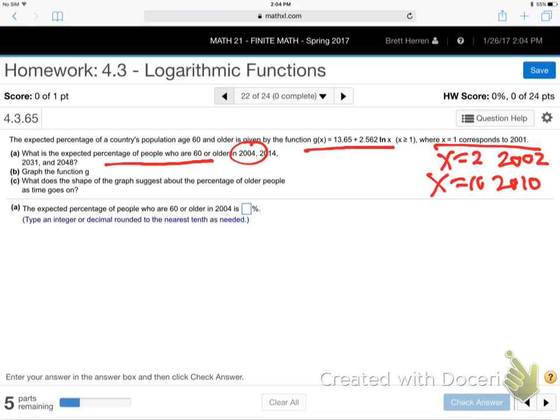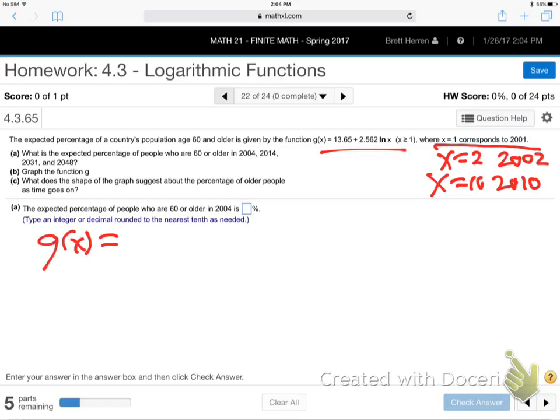Like, what percentage of the population will be 60 or older in the year 2004, in the year 2014, 2031, 2048? So using this function, what they do is they chart some data for a while, and then they jump into the future, assuming the trend continues. That's how social scientists would do this kind of thing. They would use math to predict the future. But it's all based on the assumption that the trend continues. Okay, so here we go.